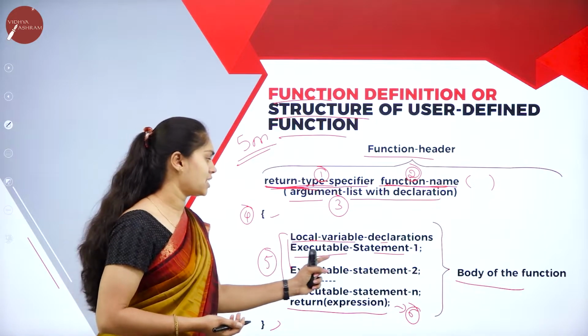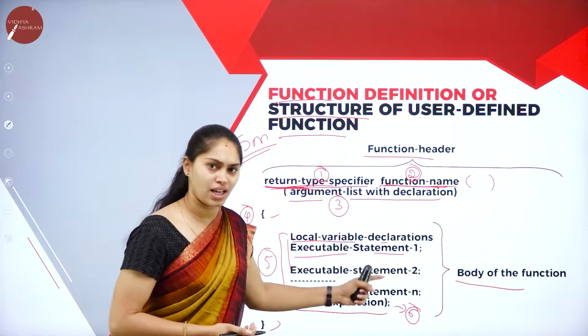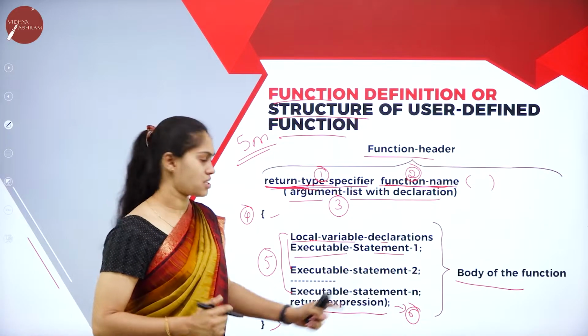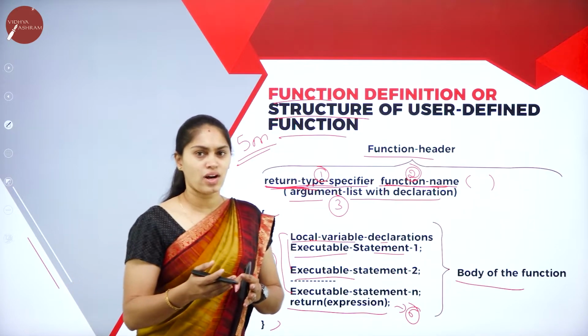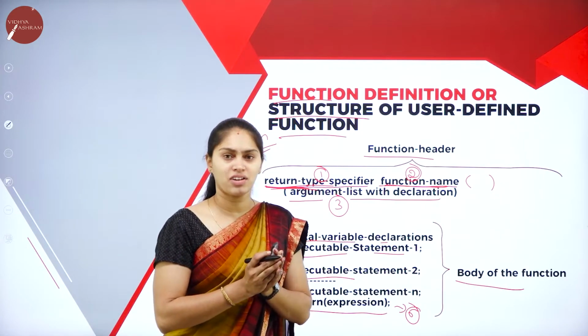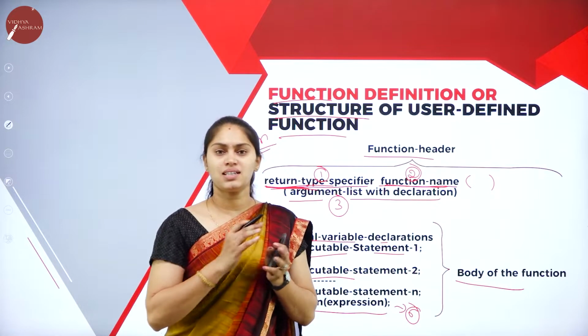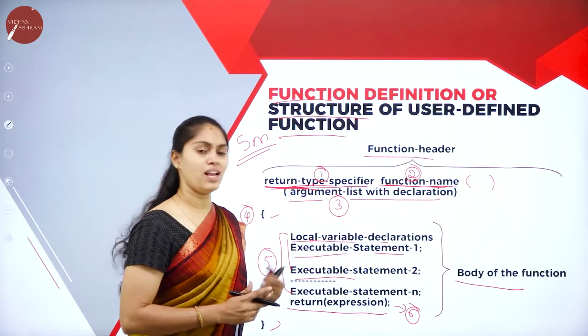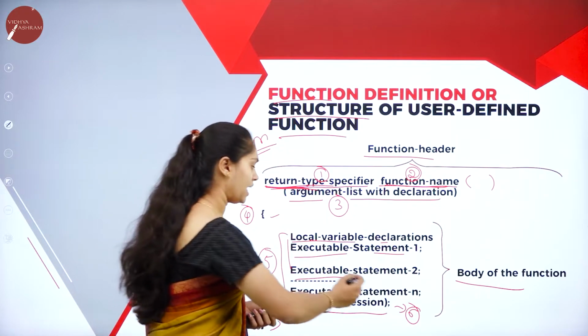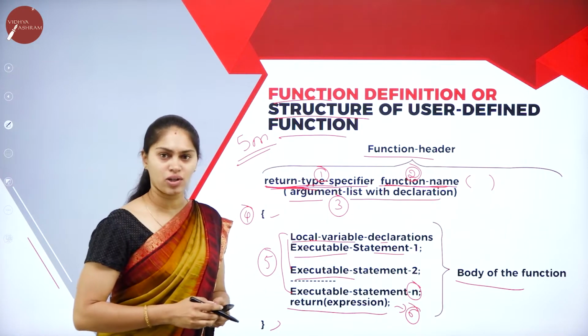After that, executable statements 1, 2, 3, 4 up to n numbers. These executable statements are nothing but whatever operation you are going to do in the particular function. You are going to write several sets of code. That code is nothing but executable statements, and it can be any number of statements that you are going to write.